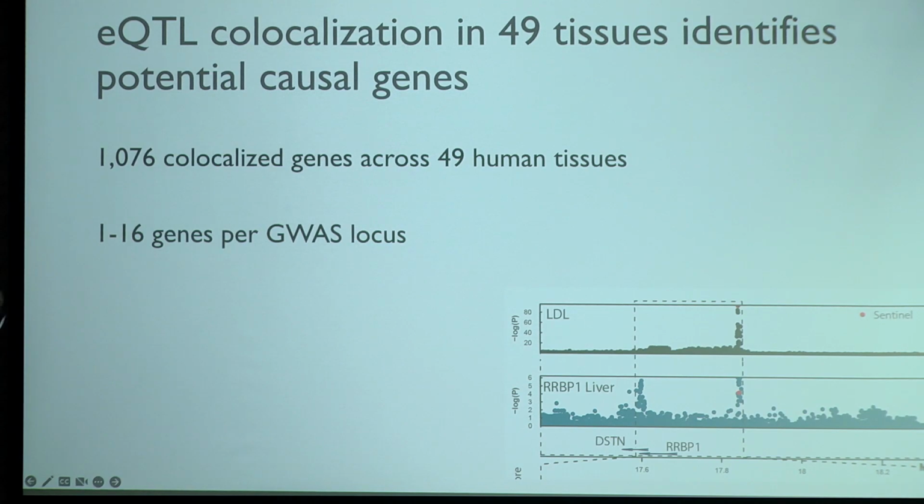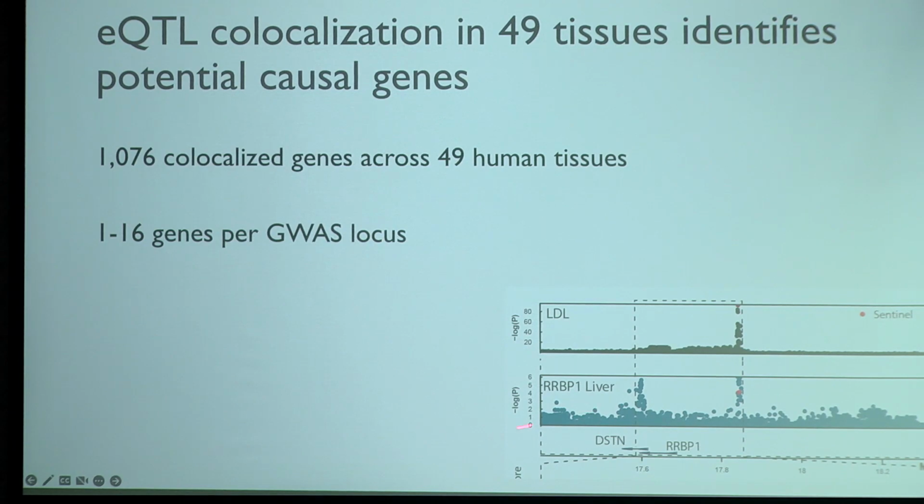So we actually need more kinds of information to arrive at a single causal gene, if there exists one. The figure on the right shows an example of a colocalization at one novel gene that we found, RRBP1. The top plot is the GWAS association in this region. So this represents an approximately 2 MB window of the genome. You see a very strong GWAS signal for LDL levels.